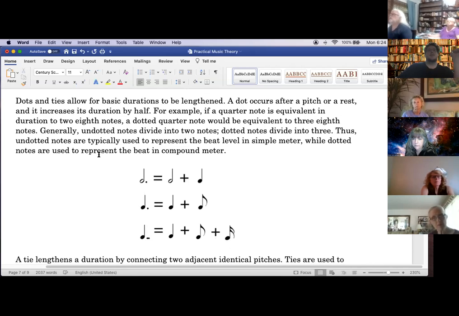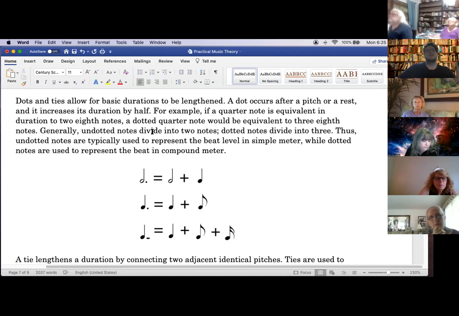Dots and ties allow for basic durations to be lengthened. I don't like the term lengthened as much as I like to think of it as time being added to a duration. A dot occurs after a pitch or a rest, and it increases its duration by half. For example, if a quarter note is equivalent in duration to 2 eighth notes, a dotted quarter note would be equivalent to 3 eighth notes. So there's 2 eighth notes in a quarter note. That's just basic math, right? If you're adding half of that, you add an eighth note. So there's the time of 3 eighth notes in a dotted quarter note.